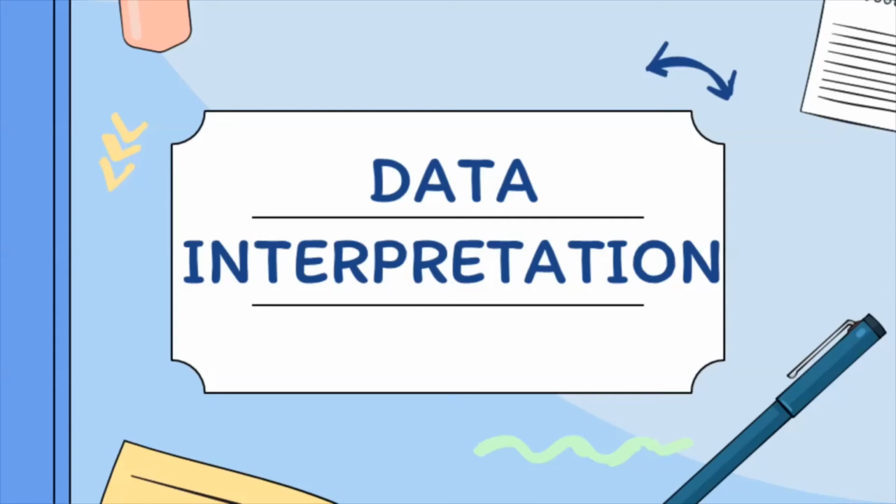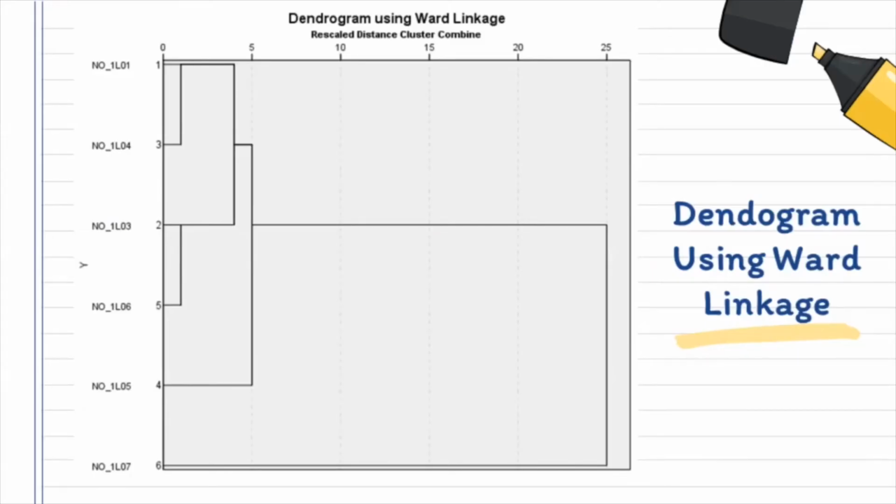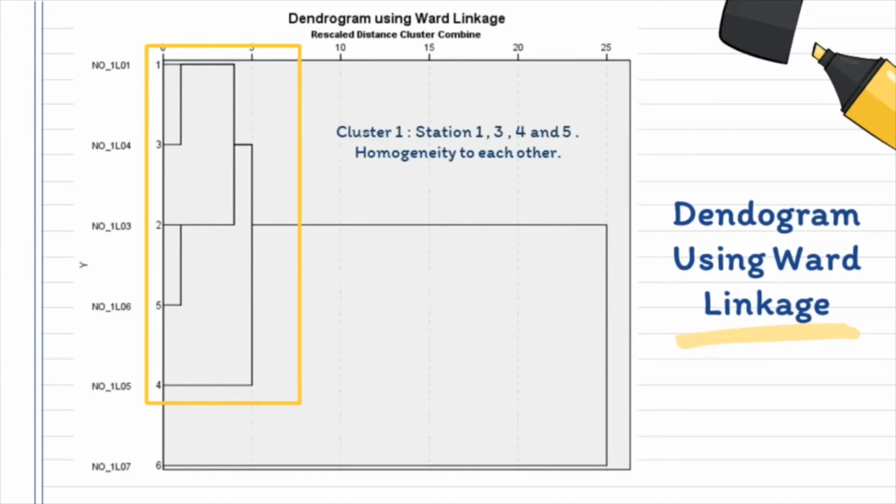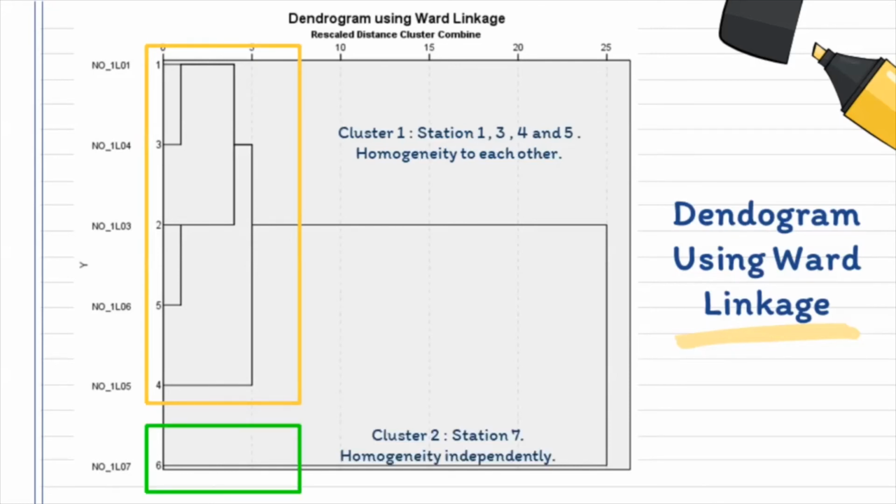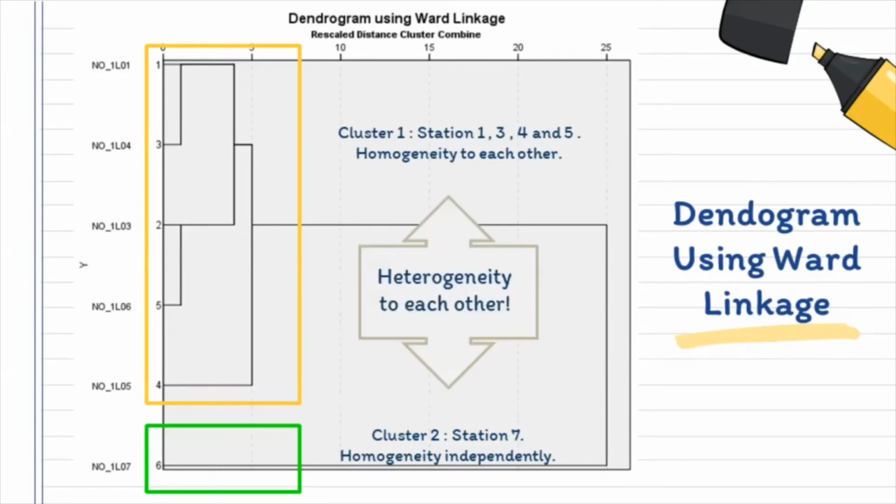Okay, I will continue with the data interpretation. Here is what I have interpreted for you guys from the output. From the dendrogram of the cluster analysis, it shows that all monitoring stations at Langat River were grouped into two statistically significant clusters. In cluster 1, stations 1, 3, 4, 5 and 6 are homogeneous, which is similar to each other. Meanwhile, in cluster 2, station 7 is homogeneous independently. Both cluster 1 and cluster 2 are heterogeneous, which is different from each other.